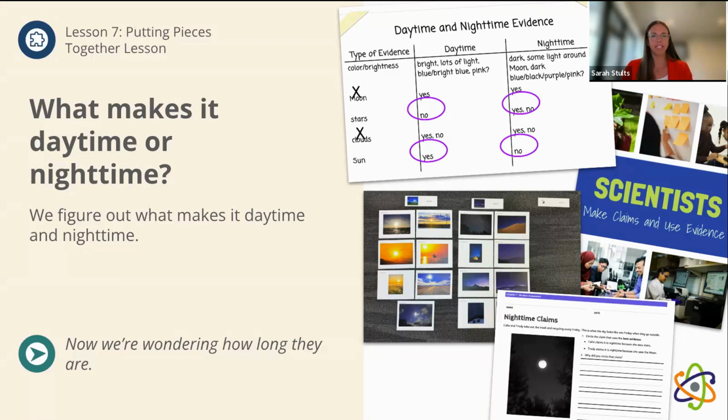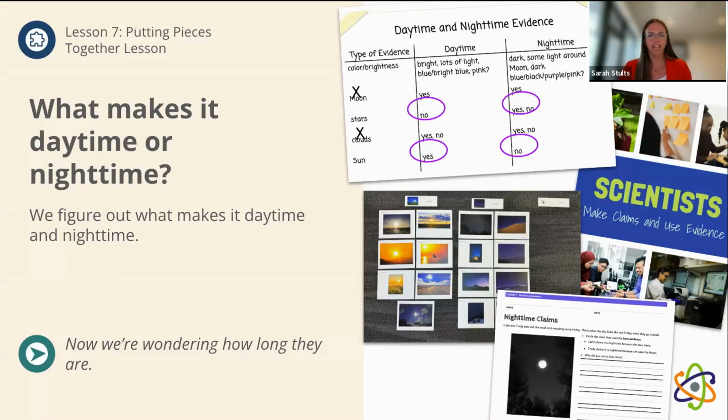Building on the experiences with the moon in the sky from our last lesson, we begin by making observations of new images of the sky in which the moon is visible. We make claims about whether we think our image is of a daytime or a nighttime sky, supporting these claims with evidence from our images. As a class, we build a daytime and nighttime evidence chart.